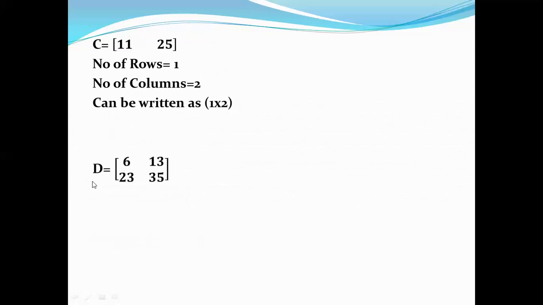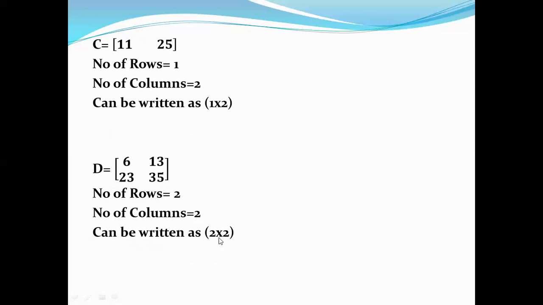Another example we have here equal to 6, 13, 23, 35. Here number of rows are equal to 2. There are two rows and number of columns are also 2. That's why it can be written as 2 by 2.